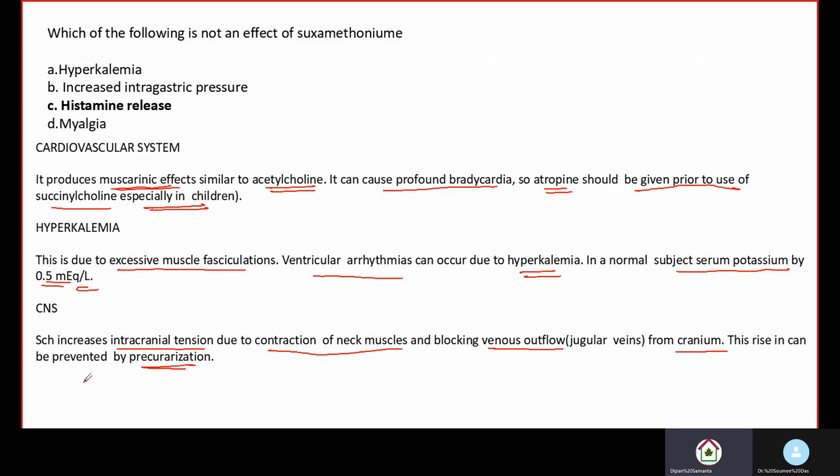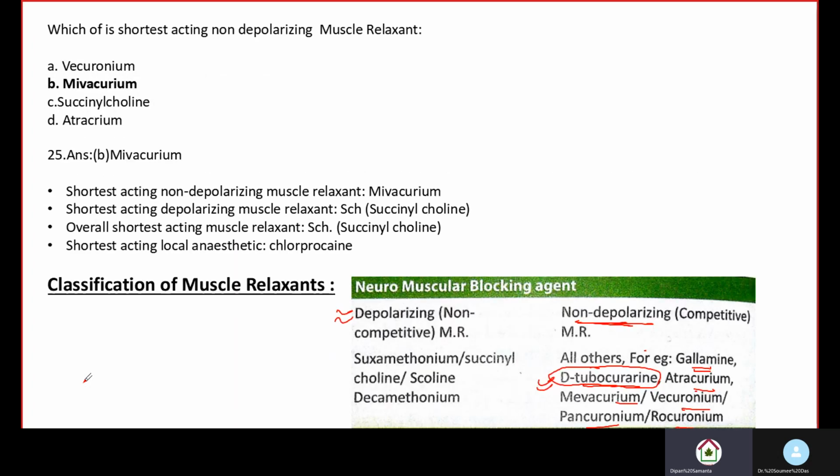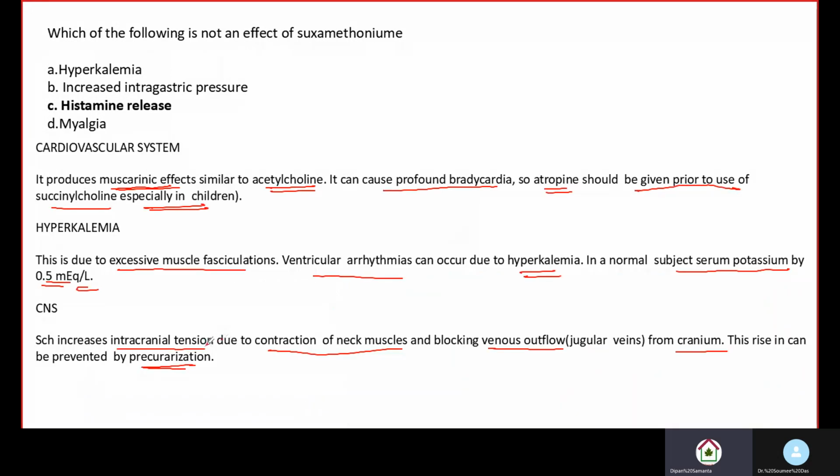Okay, so the question was which of the following is not an effect of succinylcholine, and the answer is histamine release. Hyperkalemia is an effect of succinylcholine. Increased intragastric pressure is an effect of succinylcholine, and myalgia is an effect of succinylcholine. Suxamethonium is just similar to succinylcholine, and that's why we studied succinylcholine here. Okay, next question.